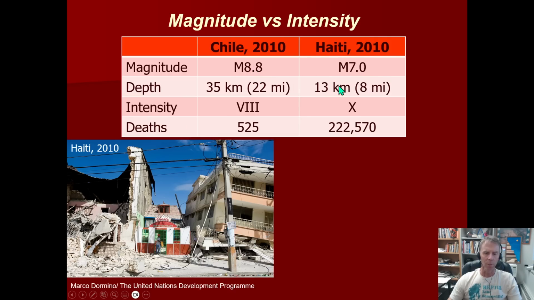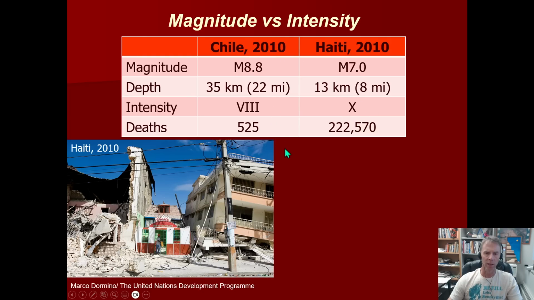There's their depths. But now look at the interesting thing. Even though the magnitude was much more massive in the Chile quake, look at the intensity level and then look at the deaths. So the deaths in Haiti were approaching 250,000 people, just horrendous numbers here, as compared to about a little over 500 in Chile.